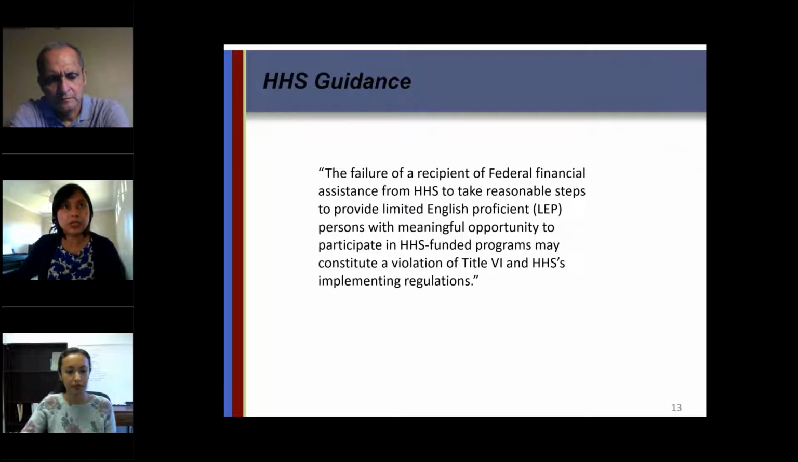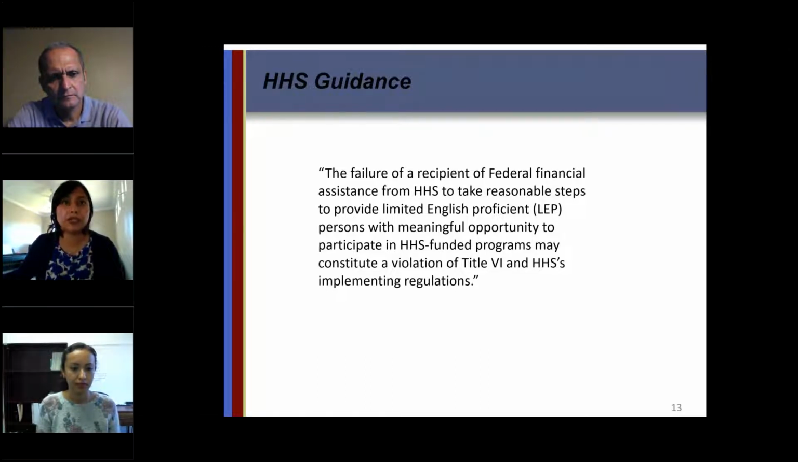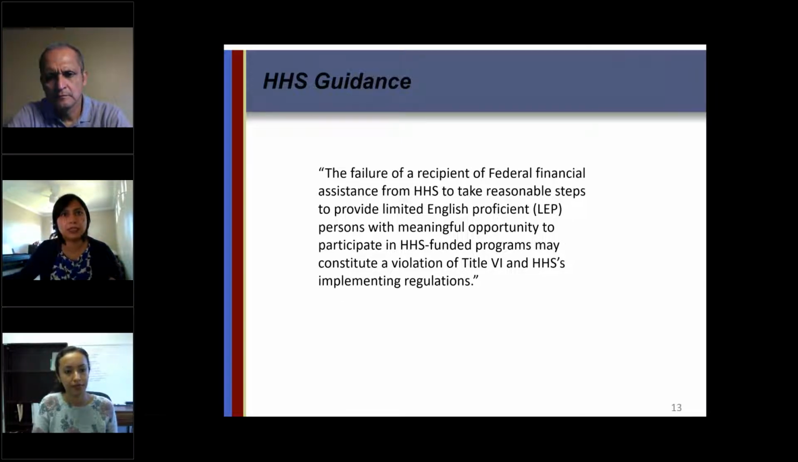In 2003, the Department of Health and Human Services, or HHS, revised its guidance on providing services for people with limited English proficiency. The guidance states that the failure of a recipient of federal financial assistance from HHS to take reasonable steps to provide persons with limited English proficiency with meaningful opportunity to participate in HHS-funded programs may constitute a violation of Title VI and HHS's implementing regulations. So just let me clarify what this means by giving you a few more specifics.